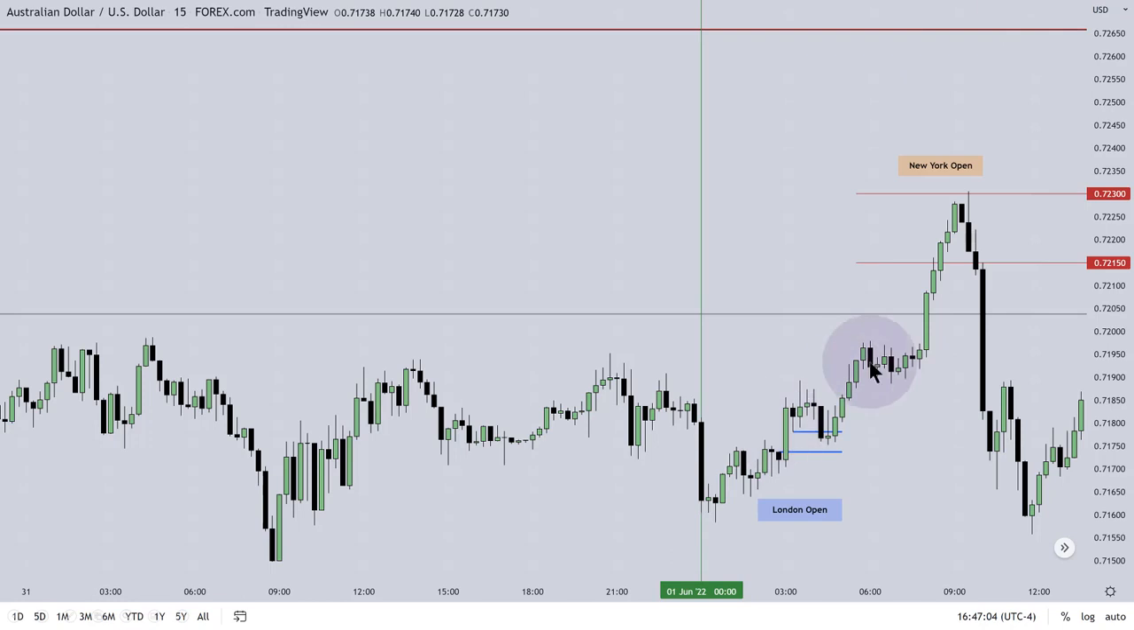So it would be reasonable for it to at least run above the previous day's high, which is this level here. But if it goes above previous day's high, how can we anticipate how far it can go? Well, in the simplest of terms, look at where we're at. We're at 0.7205.